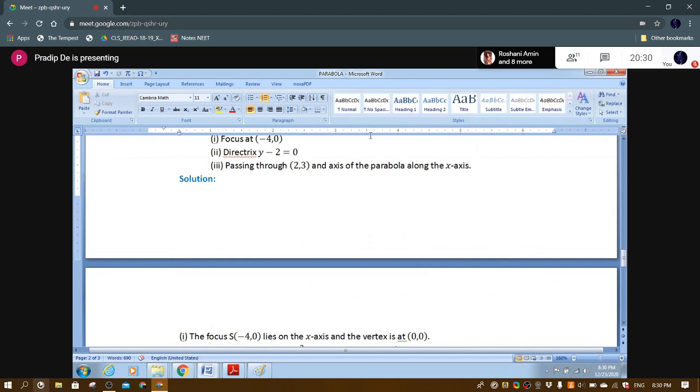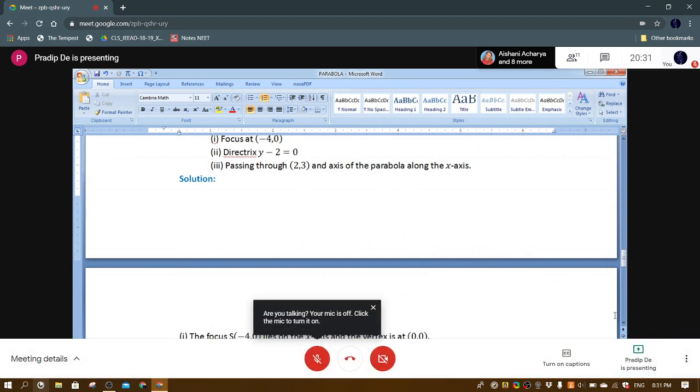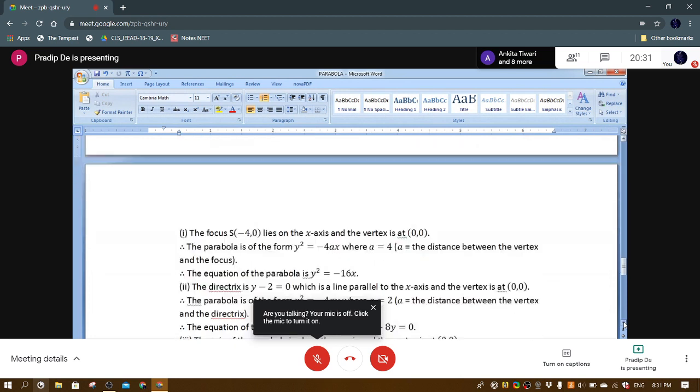So we may take the equation of the parabola y squared equal to 4ax and substitute x equal to 2 and y equal to 3 to find out a. y squared equal to 4ax, x equal to 2, y equal to 3. So 2y squared equal to 9x.